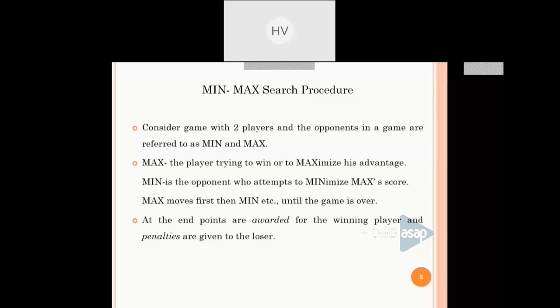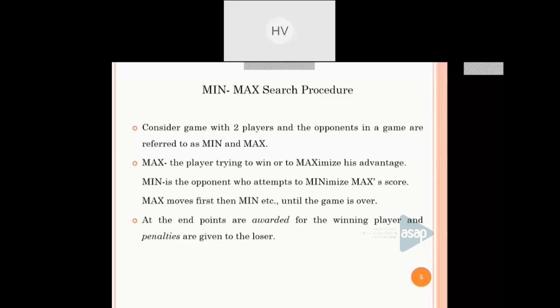First, max will get the turn, then min will get the turn. Alternately, max and min will be working until the final utility function is reached. So first max will move and do its task, then min will get the turn. Finally, at the leaf node, the utility function value will be calculated.